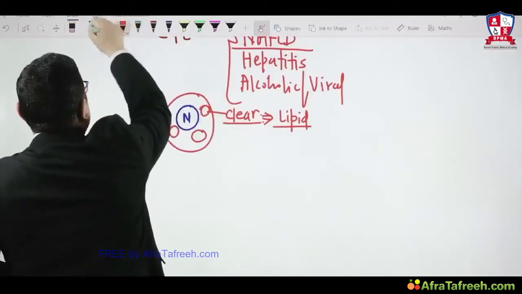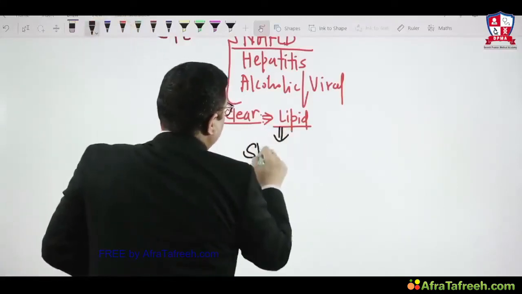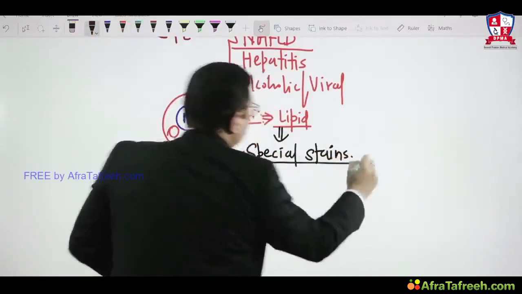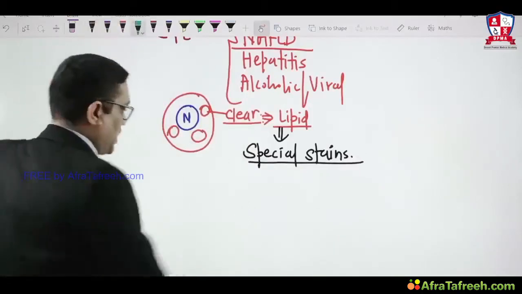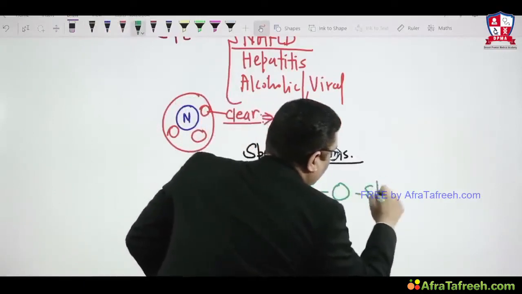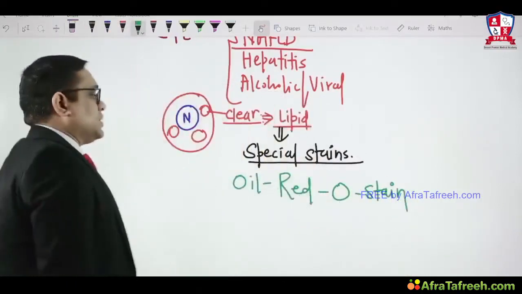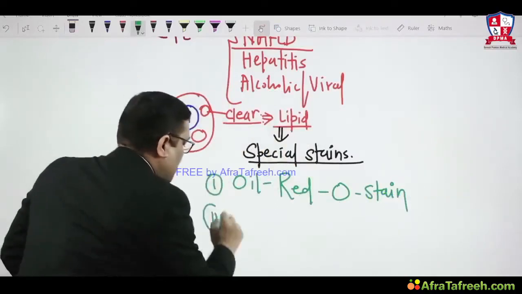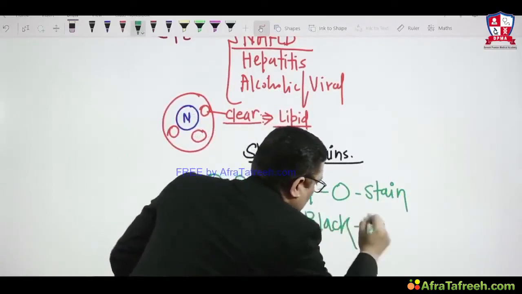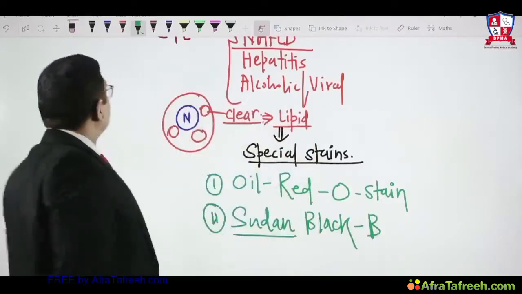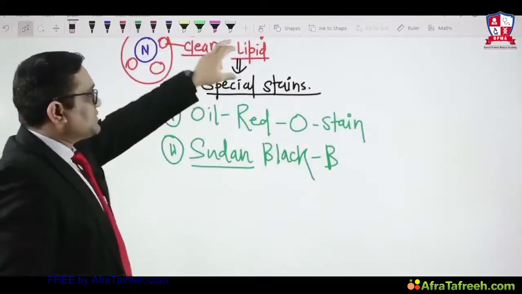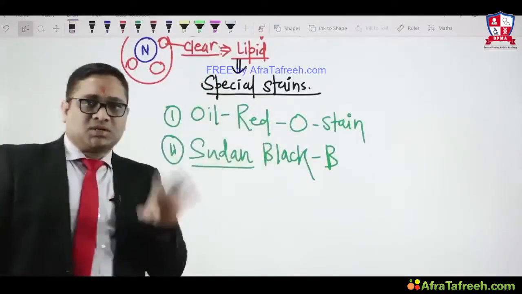So to know that this is a lipid only, we have to use special stains for the lipid. So what are the special stains for lipid? Number one is oil red O stain. So oil red O stain is the special stain which we use for lipid. Another important stain is the Sudan black B. So Sudan black B, or simply Sudan stain, is used for the fatty tissue, right? So here we have to understand what are the special stains for the lipid: oil red O stain and Sudan black B. Easy to remember.